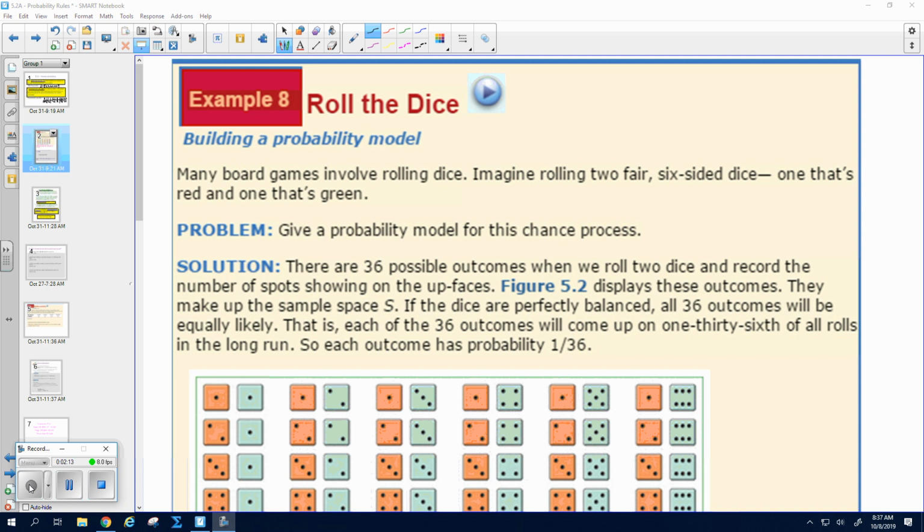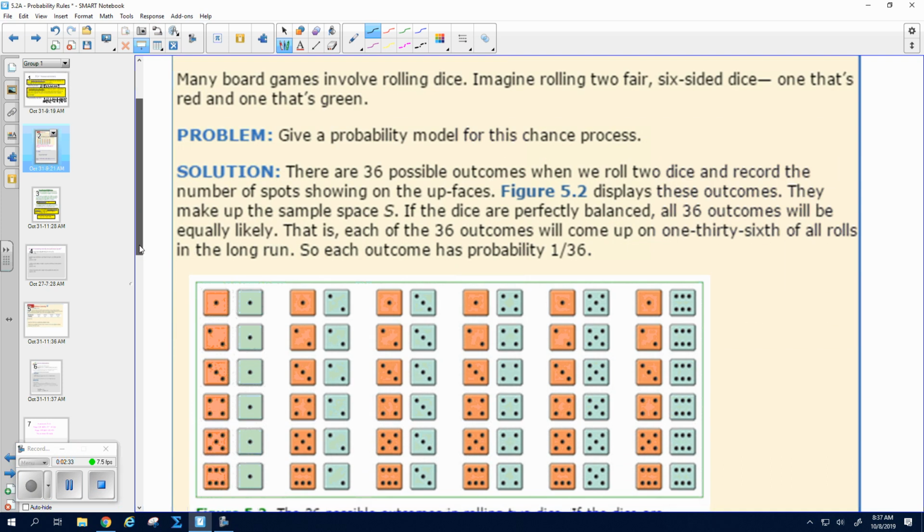Okay, you guys, so roll the dice. What if we're rolling 2 dice? You guys did this back in pre-algebra, so this should be pretty easy. Many board games involve rolling dice. Imagine rolling 2 fair 6-sided dice, one that's red and one that's green. Give a probability model for this chance process.